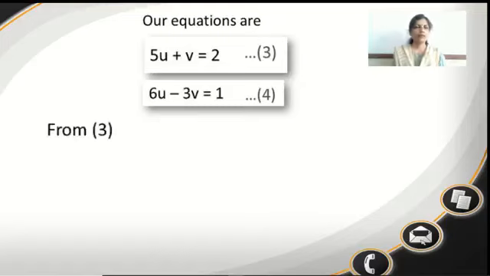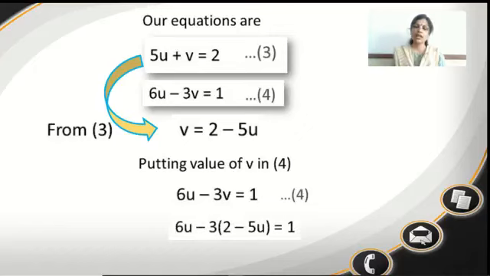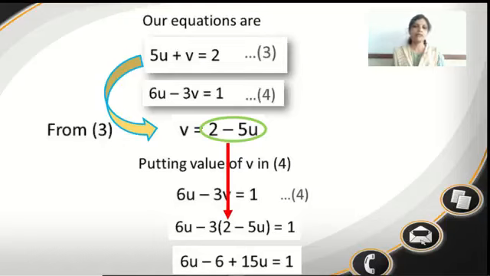Okay, so from equation 3, it's easy for us to substitute for the value of v. So we will write v is equal to 2 minus 5u. And this value we will put in equation number 4 so that we can get the value of u. So 6u minus 3v is equal to 1 is our equation 4. We'll write 6u minus 3 in the bracket 2 minus 5u is equal to 1. That means we have substituted the value of v here in this manner. Let's solve it. 6u minus 6 plus 15u is equal to 1. This we get after simplification.